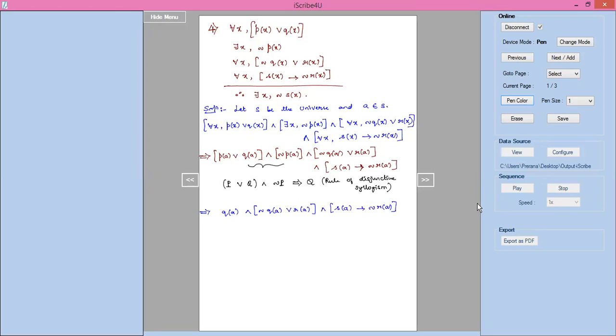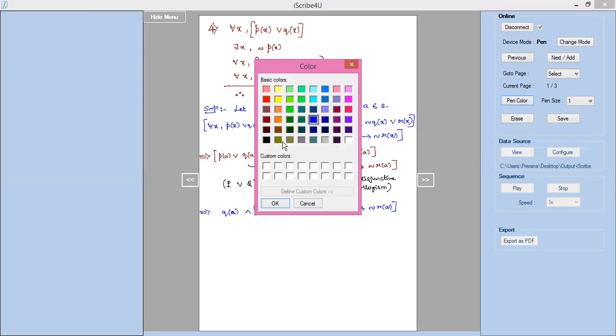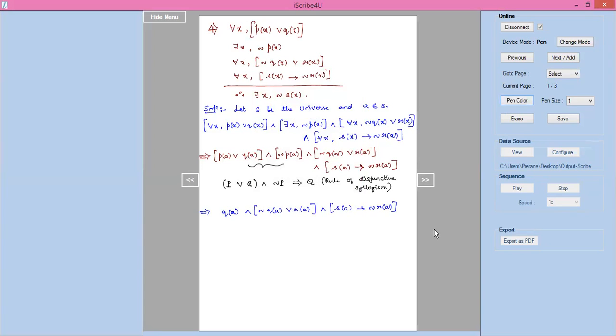Now again we observe the first and the second term here. Again it is of the form P or Q and negation P. It is of the same format now, so I'll just mark that for you. This is of the form P or Q and negation P, which will again imply Q by the rule of disjunctive syllogism.